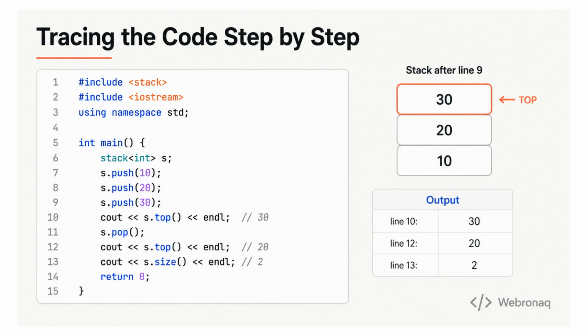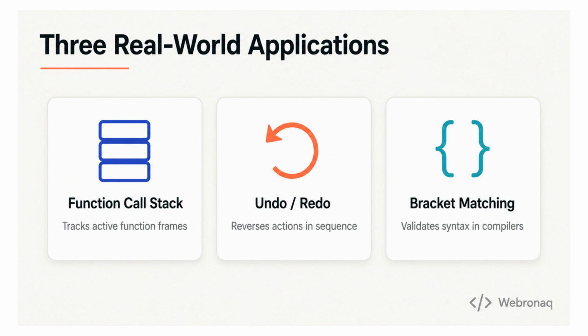Now let us see where stacks show up in real software. Stacks are everywhere in real software. First, the function call stack. Every time your program calls a function, the CPU pushes a new frame onto the call stack to track local variables and where to return. When the function finishes, that frame is popped.